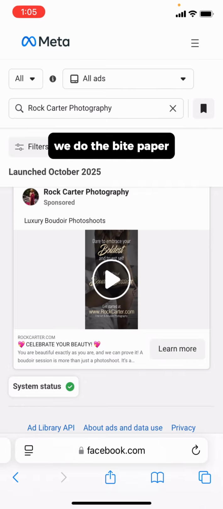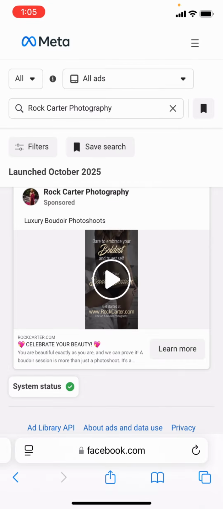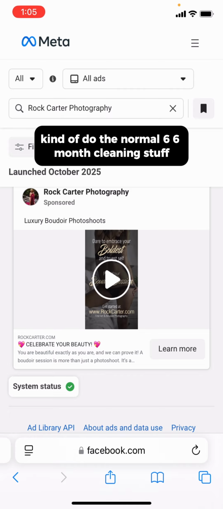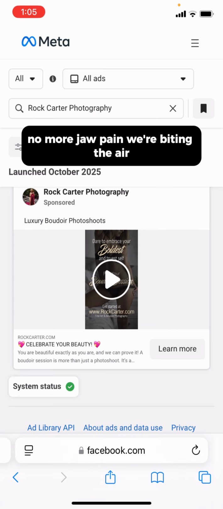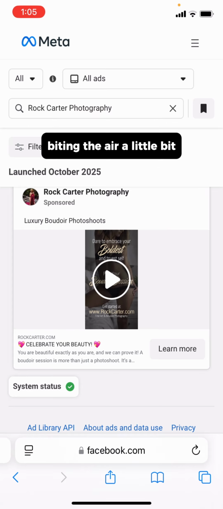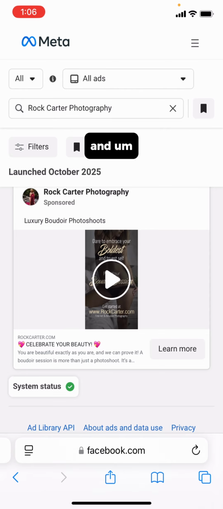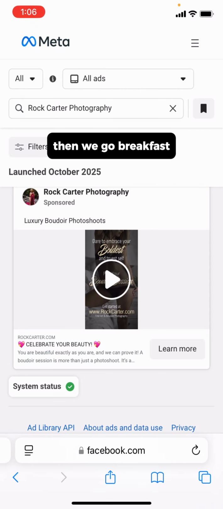We do the bite paper to make sure our tooth's the right height. And they also do their normal six month cleaning stuff. And we get out, we leave. Hey, no more tooth pain, no more jaw pain. We're biting the air, testing it out. And then we go to breakfast.